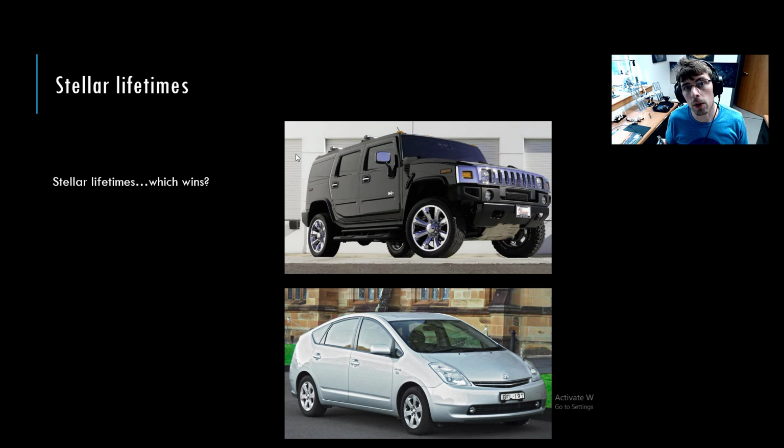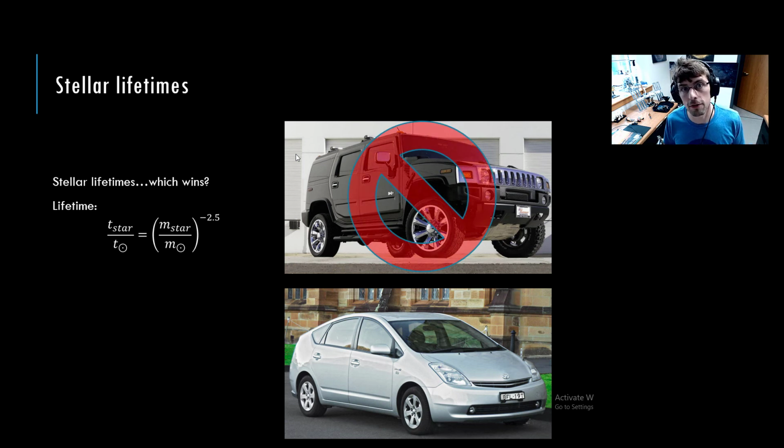Okay. But there is a question here about which one wins. Do stars with larger gas tanks but that are less efficient last longer? Or is it smaller stars that are more fuel efficient? I compare it to a Hummer versus a Prius. Okay? And I'll give this to you without proof, but what we have figured out is that the stellar lifetime goes like the mass to the negative 2.5. What this means is that larger, more massive stars have shorter lifetimes.